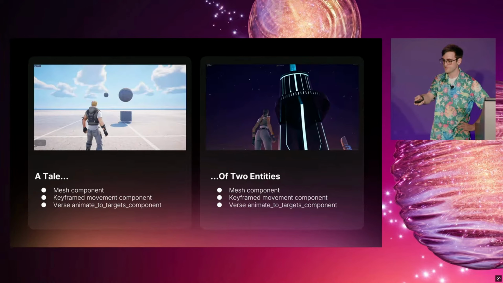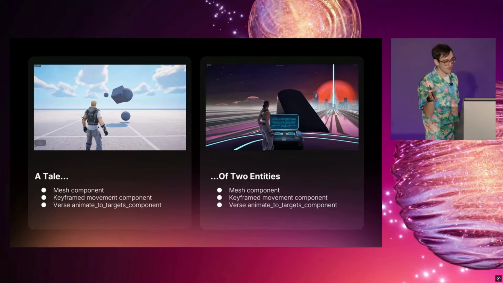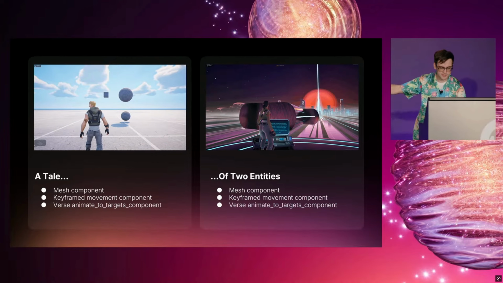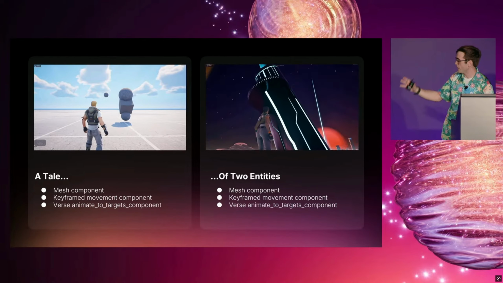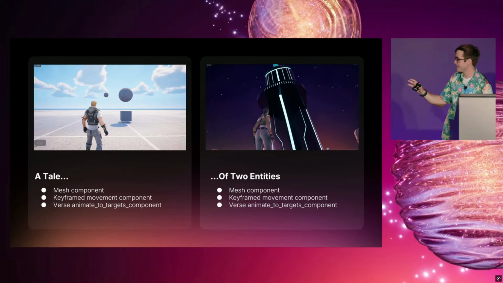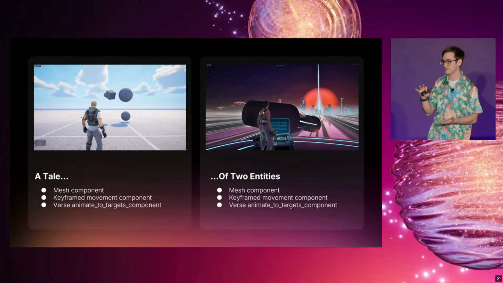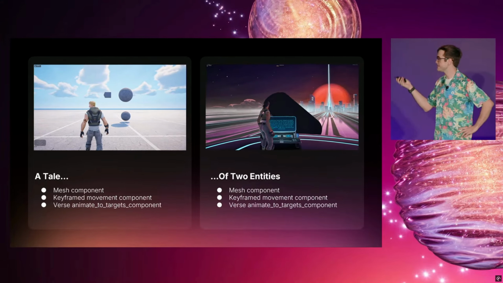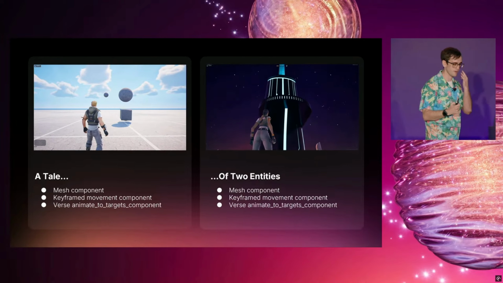This is a tale of two entities. So what we have on the left here is a boring gray block moving in a boring flat plane. And on the right, we have this entire building that we're moving back and forth. Under the hood, these are literally the exact same thing, right? This is the exact same prefab. It's the exact same collection of entities and components. Each of these has a mesh component, a keyframe movement component, and this animate to targets component that we wrote.